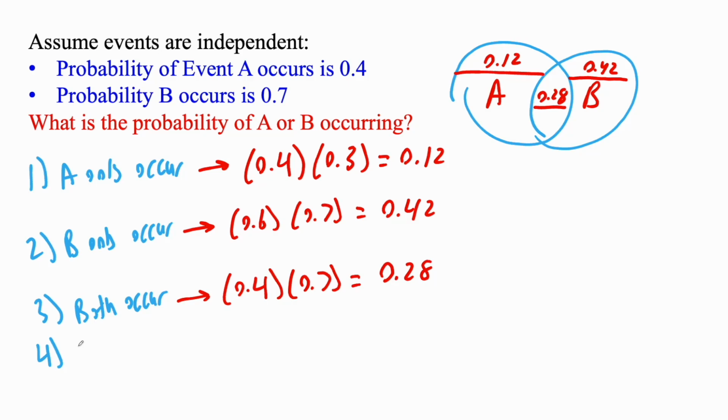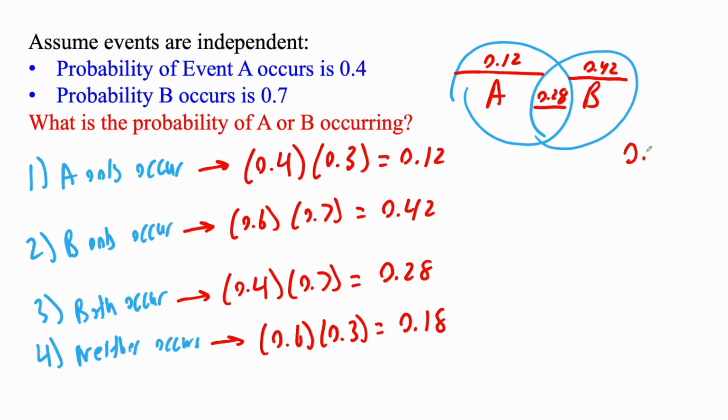There's actually one more case, neither occurring. Same idea. The probability that A occurs is 0.4, so the probability that A does not occur is 0.6. Likewise, the probability that B does not occur is 0.3. If you multiply it out, you get 0.18. I'm going to put this on the outside. Now if you add it all up, 0.12 plus 0.28 is 0.4, and 0.42 plus 0.18 is 0.6, so in total we get 1. This covers all the scenarios.